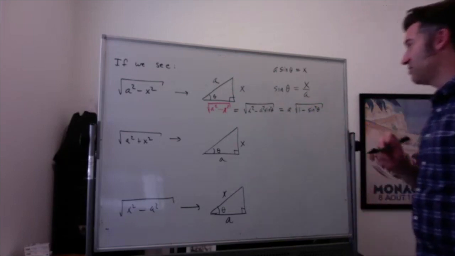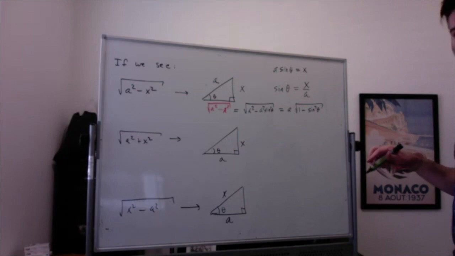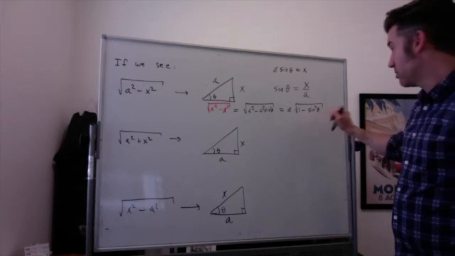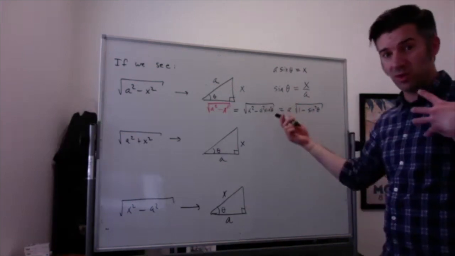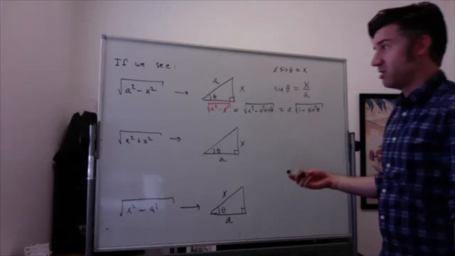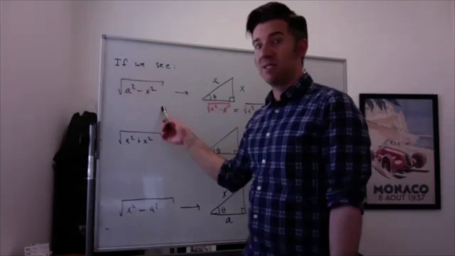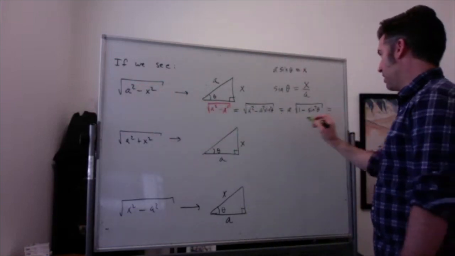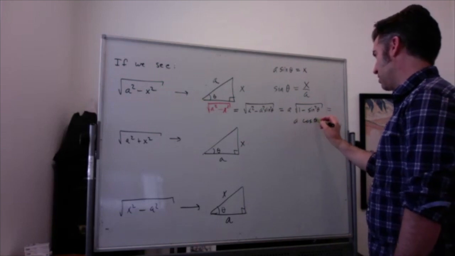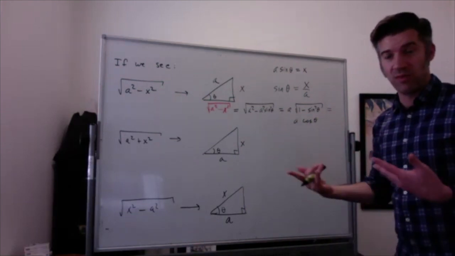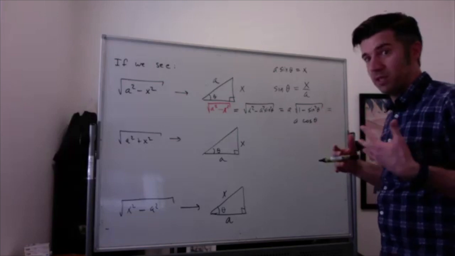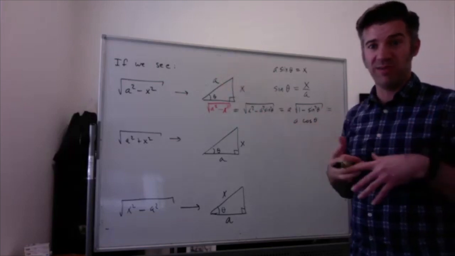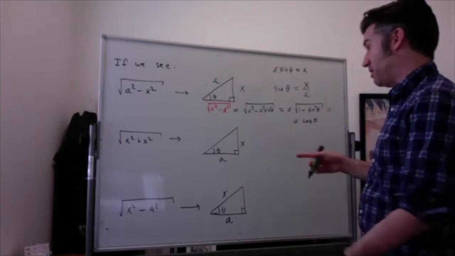You get a times the square root of 1 minus sine squared theta. And the thing is, 1 minus sine squared is equal to cosine squared. So the whole reason we're making this choice, we're drawing this triangle, is so that if you see this, you get to replace that with a cosine theta. You get to get rid of the square root. That is the whole purpose of doing these trig substitutions, to eliminate the radical so we don't have to deal with it anymore. And the same is true for the rest of these.